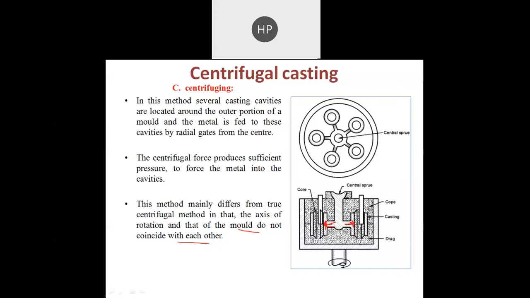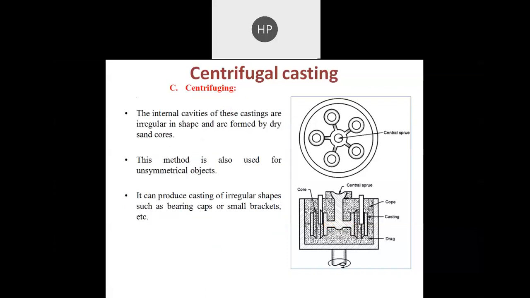and non-symmetric parts, but in a small size. So these are the three types of casting process. The internal cavities of these castings are irregular in shape and are formed by dry cores. This method is also useful for making unsymmetric objects. It can produce castings of irregular shape such as bearing caps or small brackets and many more. These are some of the products which can be produced by centrifuging.